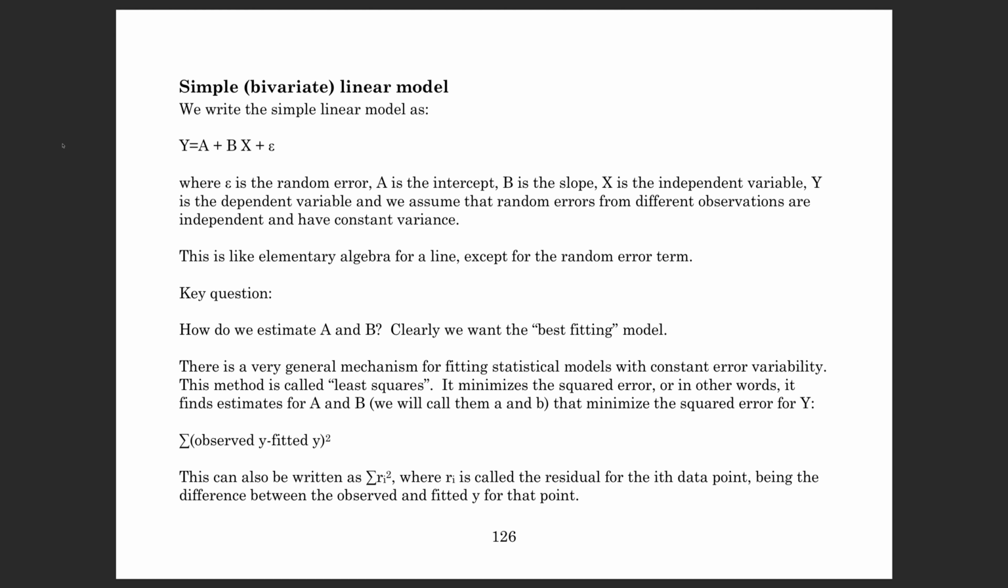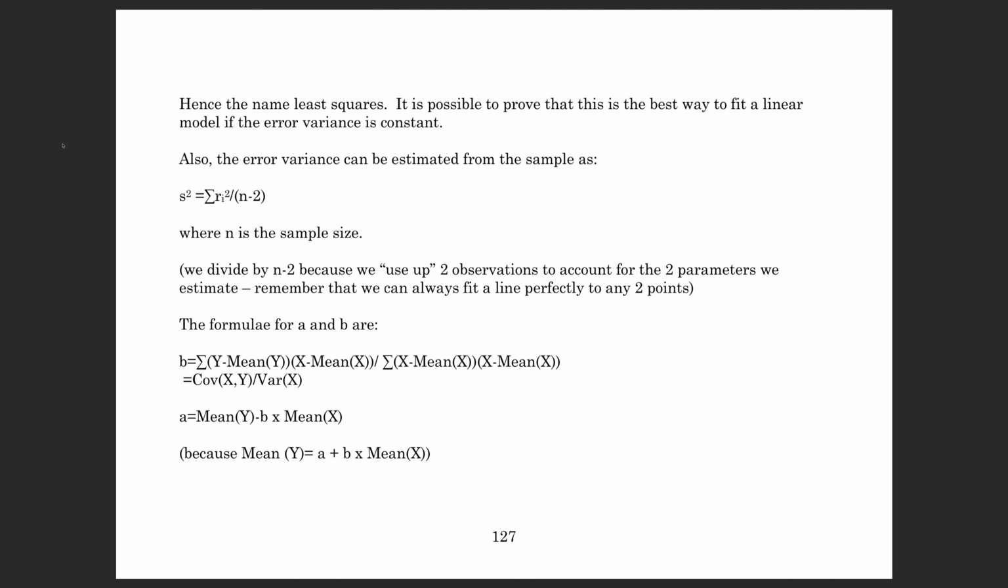In other words, if we look at the squared deviations of each observed y point from its fitted y point, we add up all those squared deviations and we minimize that squared error. This can also be written as the summation of Ri squared, where Ri is the residual for the ith data point, being the difference between the observed and the fitted y for that point. Okay? Hence the name least squares. It's possible to prove that this is the best way to fit a linear model if the error variance is constant, and we can also estimate the error variance from our sample.